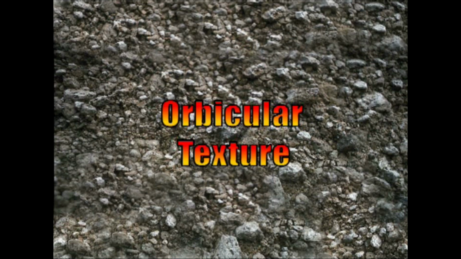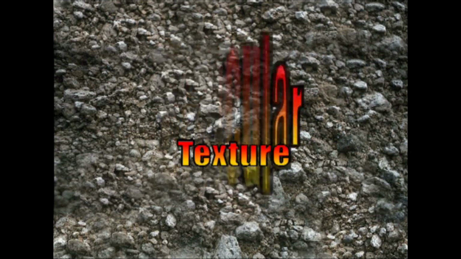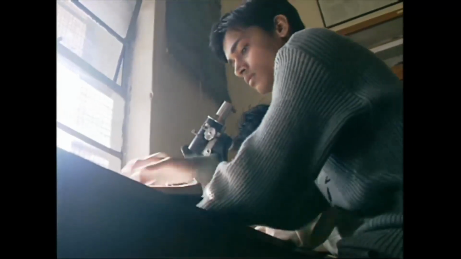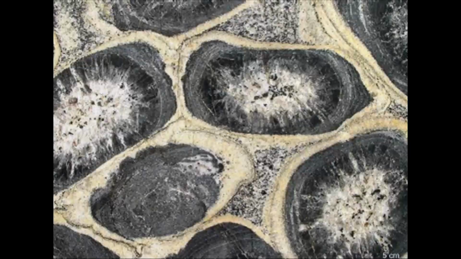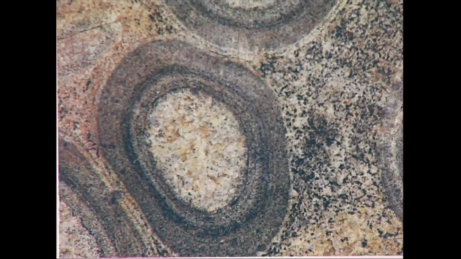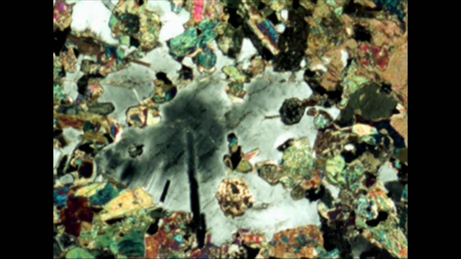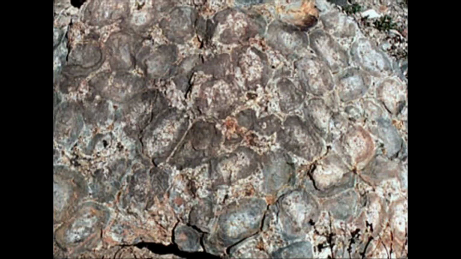Orbicular texture. In some plutonic rocks, nuclei may be surrounded by concentric shells, each composed of radiating fibrous minerals. This can result in ball-like segregation, several centimeters in diameter, thus called orbicular texture.